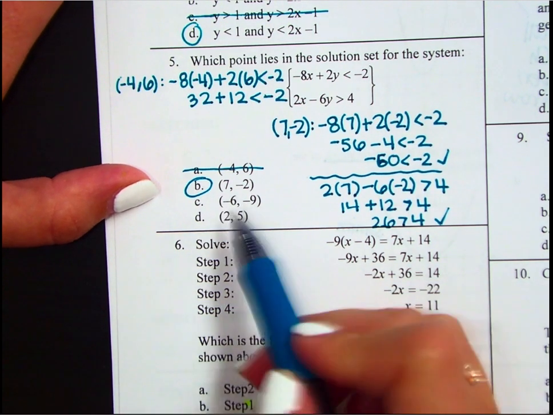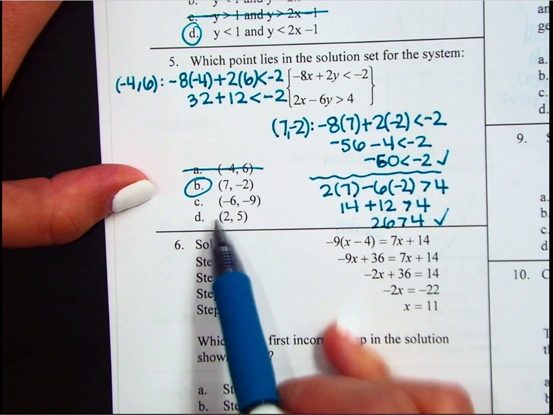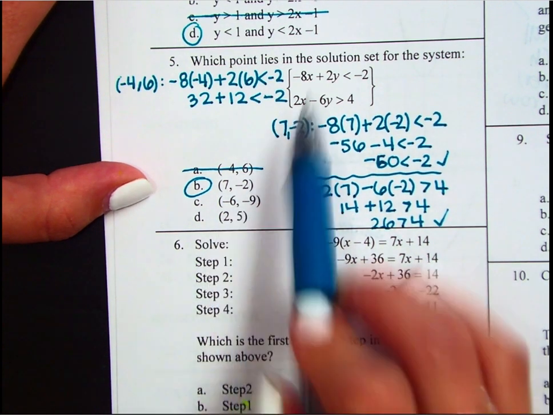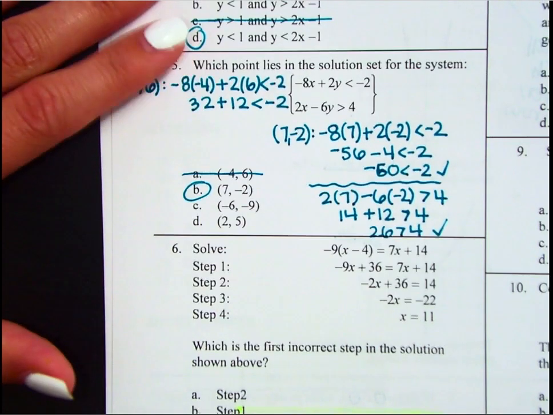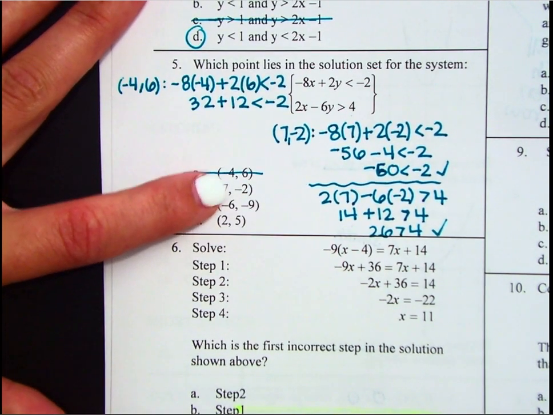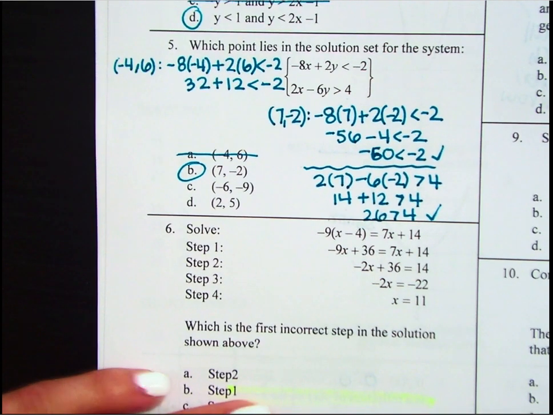If I tried to plug in (-6, -9), it wouldn't be true for both of these. And same with (2, 5). If I tried to plug that in, it would not be true for both. So again, looking for the solution, plug in the ordered pair, and it needs to make sense for both inequalities to be in the solution set.